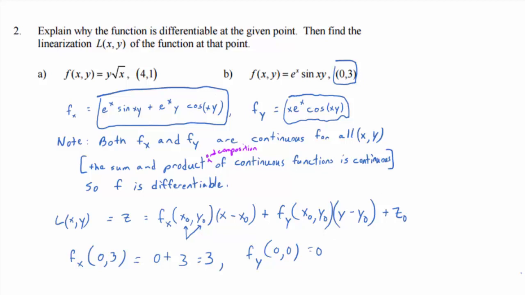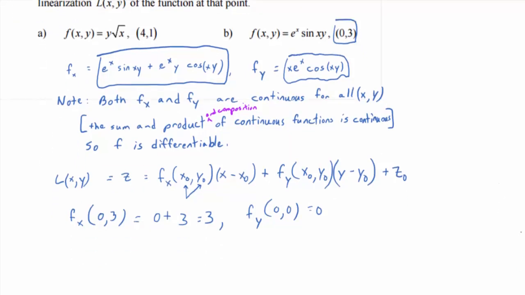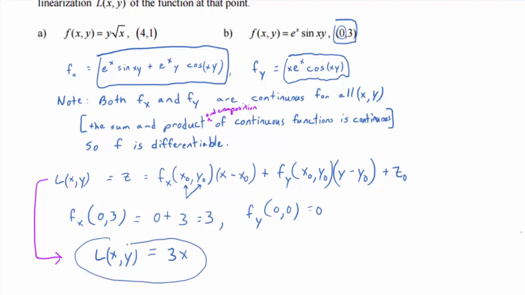Okay. And then I'm just going to plug into basically the equation of the tangent plane. So what's L of x, y going to equal? So just 3 times x minus x naught. But x naught was 0, right? So 3x. And then this part was 0, so we don't need to add anything there, do we? So that's it.